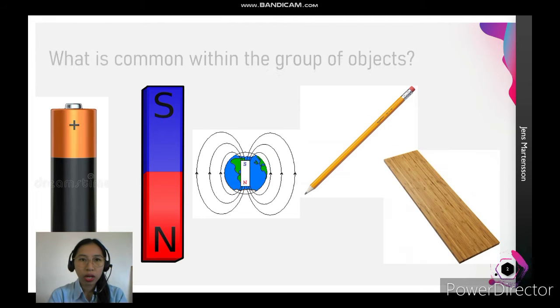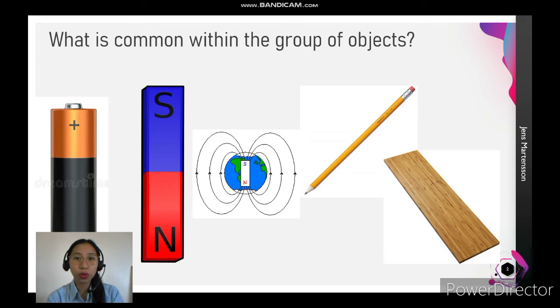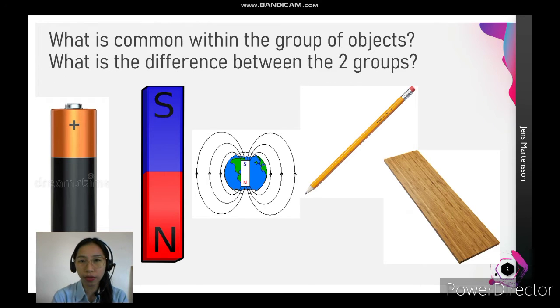So, what is common within the group of objects? We can see a battery, we have a magnet, we have the earth, which shows our north pole and our south pole. We also have a pencil and we have a flat board. So, the question is, what is the common thing about these group of objects? And the last one is, what is the difference between the two groups?